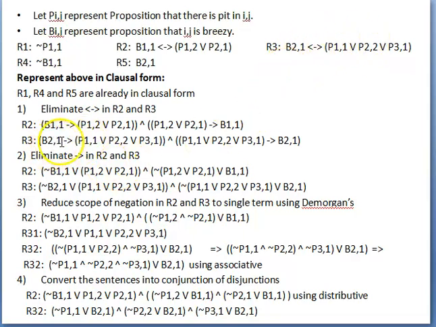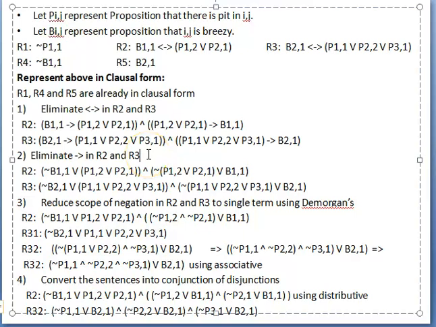You can see here we have written the first part as implication in one direction and the second part as implication in the other direction. Now we have to eliminate the implication symbol also in R2 and R3. For this we have a rule that P implies Q is the same as negation of P or Q. So what we have done here: this was B11 implies P12 or P21, so we have negation of B11 or P12 or P21, and this one is written as negation of P12 and P21, or B11.